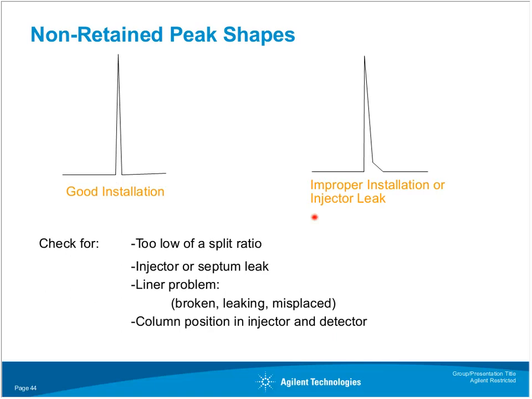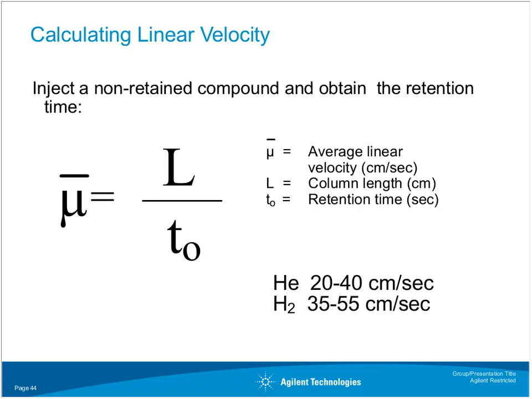So it's a really quick verification that you have a good installation, that you're not going to have any issues. And it's a lot easier to do that before you go ahead and condition the column, go back, and then afterwards think everything's honky-dory, inject your standards, and all of a sudden you've got chromatographic issues. So just take that extra minute or two, if you can, to inject an unretained peak and get a good picture of your system.